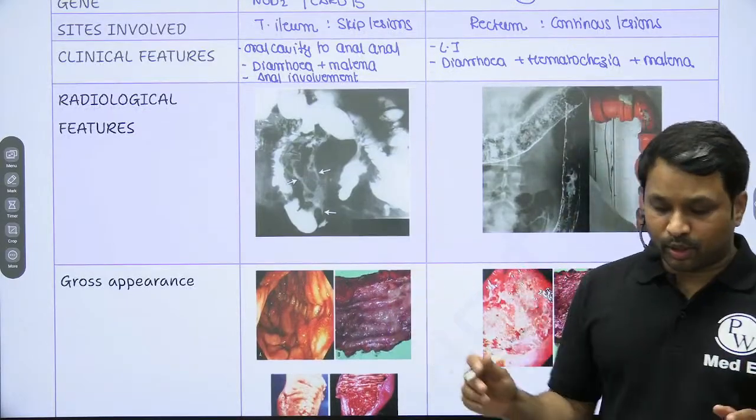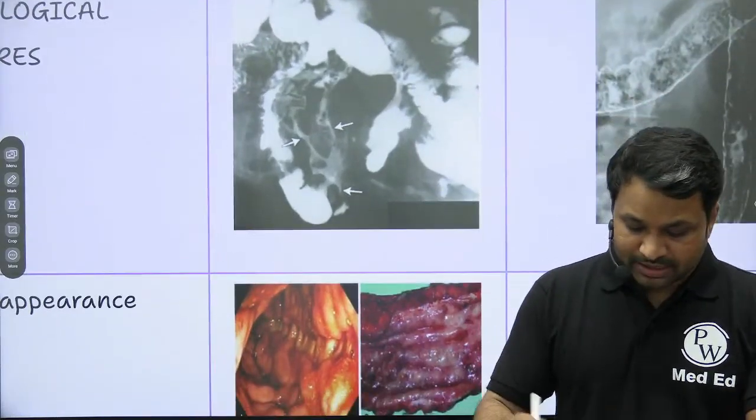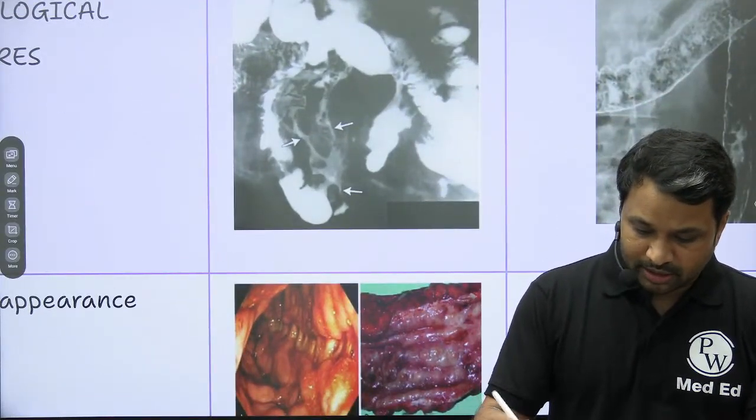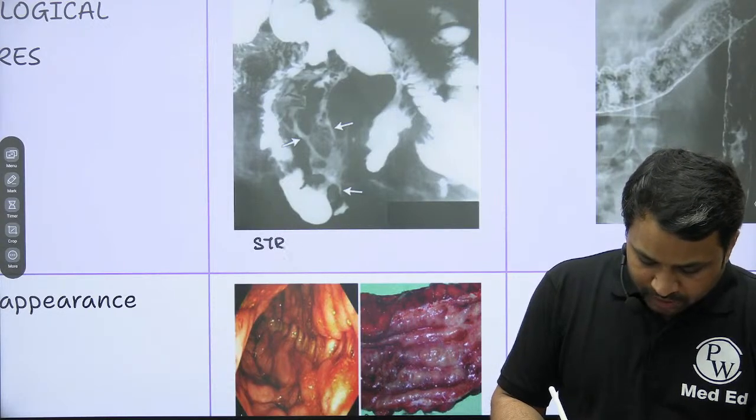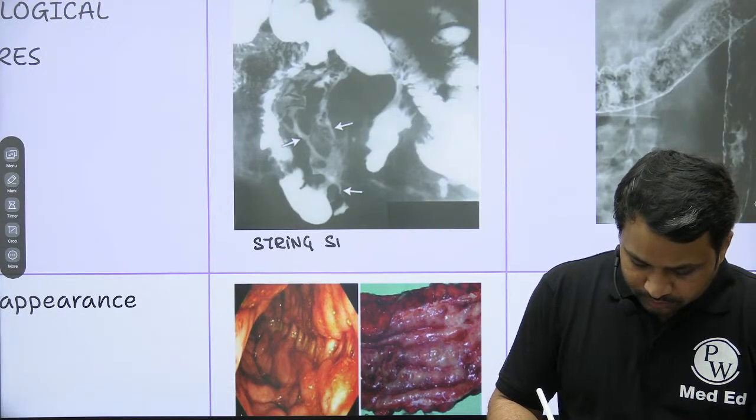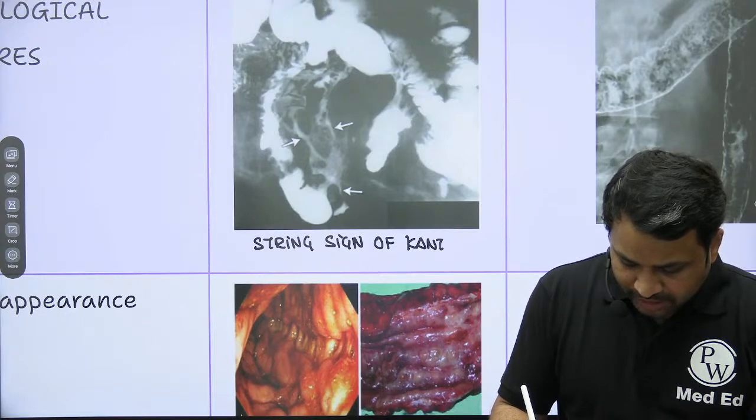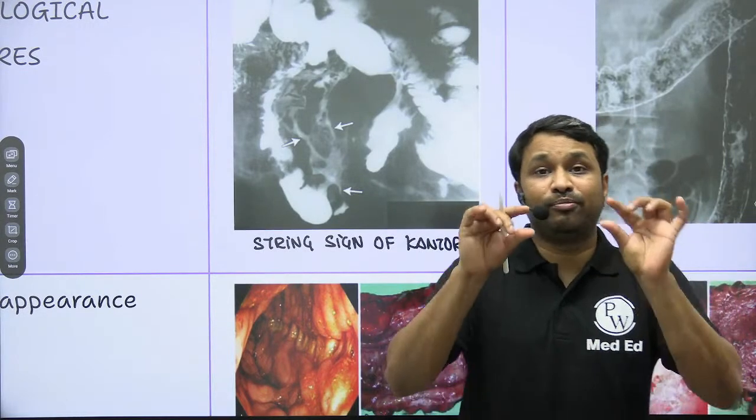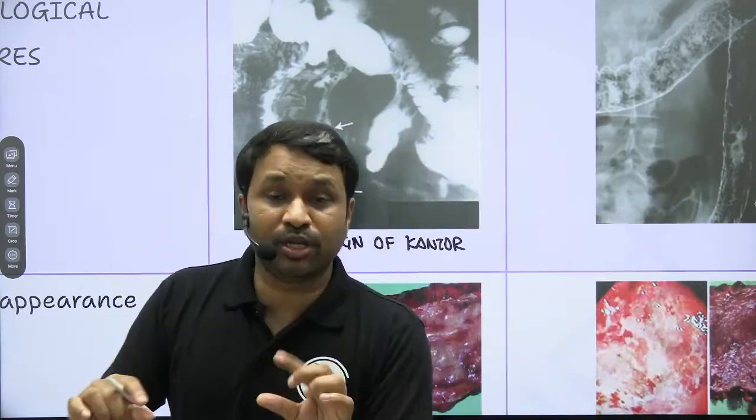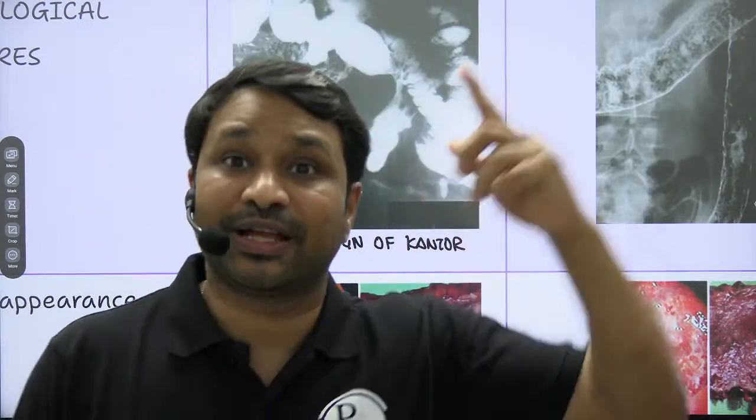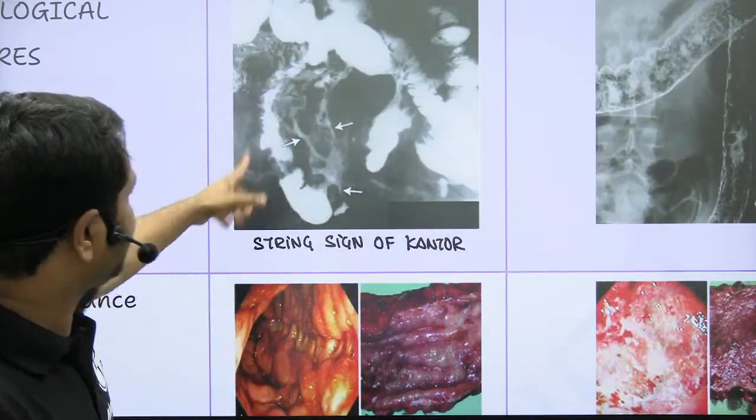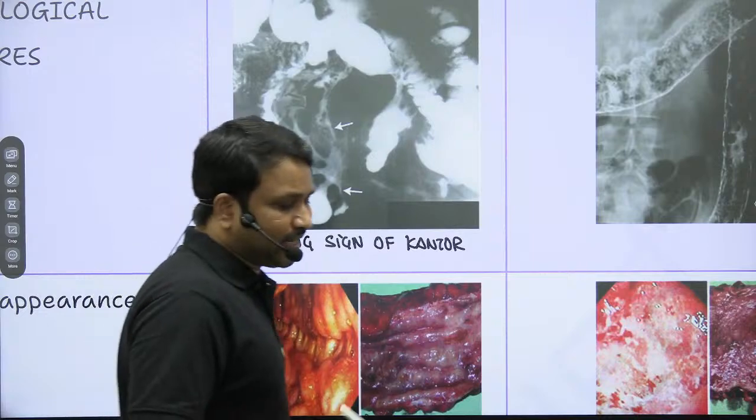Now, what are the important radiological features that you're going to have? The first image that you have, this narrowing, is nothing but the string sign of Kantor. It is the string sign of Kantor. That is because of multiple skip lesions and transmural involvement. When it heals, it causes fibrosis. Fibrosis will result in stricture, and that stricture appearance will present to you as the string sign of Kantor.